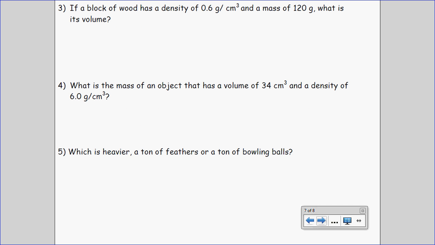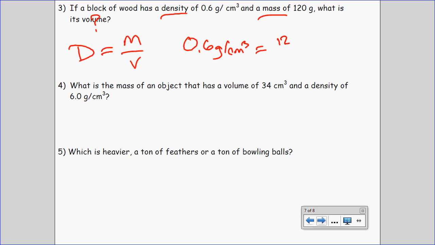Next question. If a block of wood has a density of 0.6 grams per centimeter cubed and a mass of 120 grams, what is its volume? In this case, we don't know the volume, but we do know the density and the mass. There's no problem here. We always start with D equals M over V, except this time we're actually putting in a number for D. And that number is 0.6 grams per centimeter cubed equals, mass is 120, so 120 grams over something we don't know. Volume, so we can plug an X in there. And when you solve for X with your algebra, you will have the correct answer.